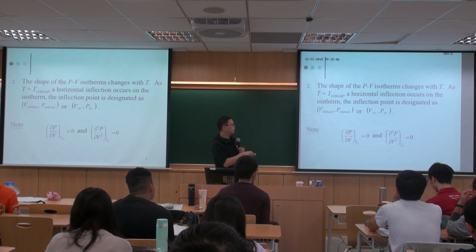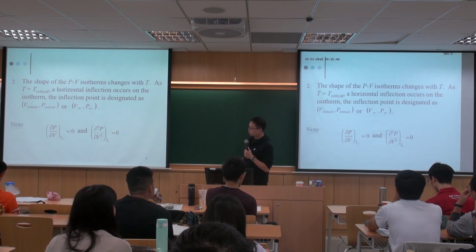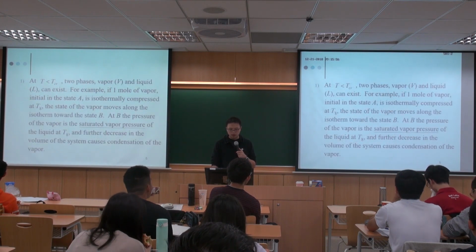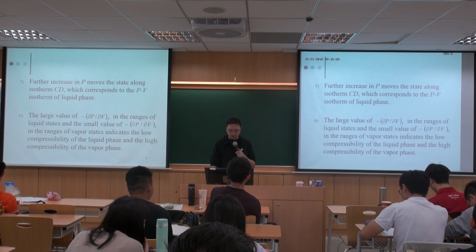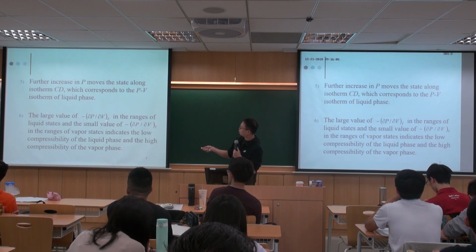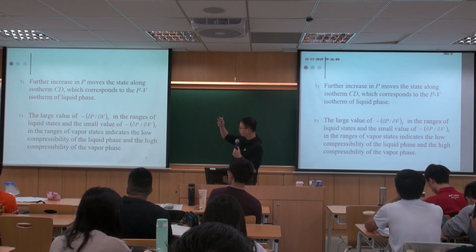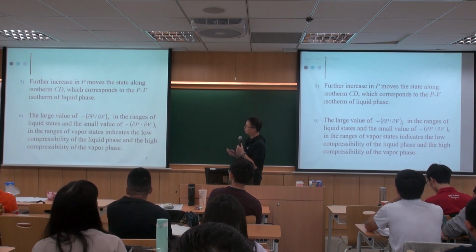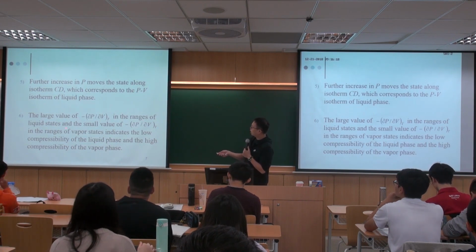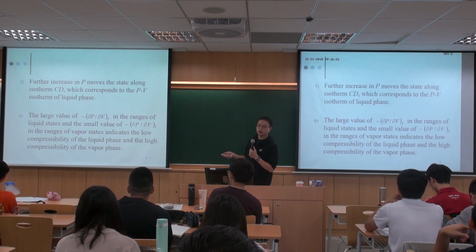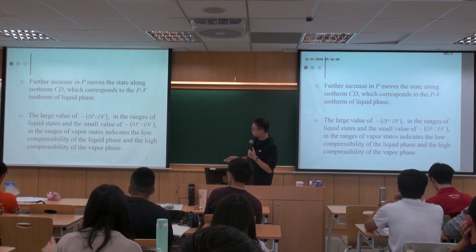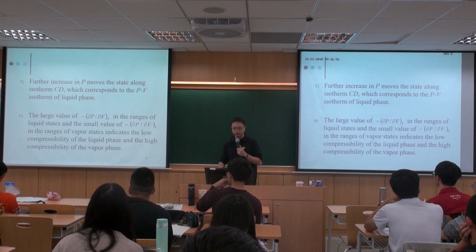Okay, so last time we also mentioned that these two derivatives will be 0. And later we'll use these two to solve for some quantities. Actually, we've already mentioned this last time. And this is what I just talked about, the large value of partial P, partial V at a fixed temperature, because remember, each line represents an isotherm, so that's constant temperature. So this large slope in the range of liquid states and the small value of this in the range of vapor states indicates the low compressibility of liquid and the high compressibility of the vapor phase. So this is what I just mentioned earlier.